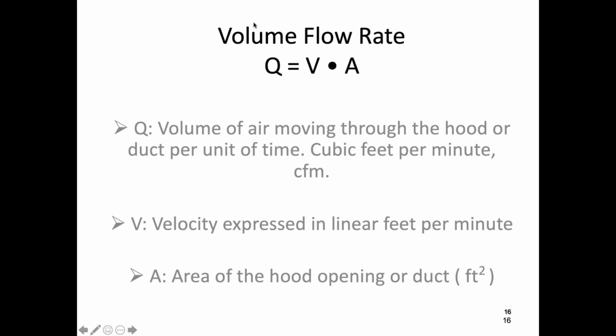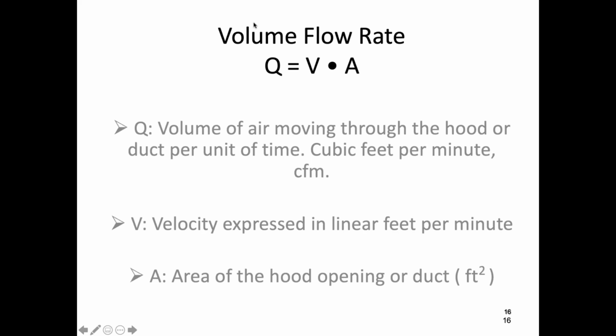What's the area now? What's the cross-sectional area, A? The velocity is still 100 feet per minute. The cross-sectional area is how much? Oh, wait a second. What units are we using? We've got to change it to feet, right?